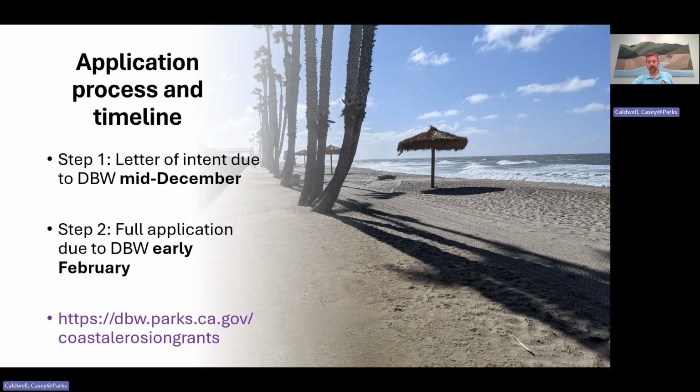When DBW receives that letter of intent from your agency, we'll review it and determine whether it describes a project that's eligible for grant funding through one or both of our programs. If it does, we'll invite your agency to begin the second step, which is the full application. The full application will be available online starting in November, and it will be due to us in early February. Please check DBW's website for the exact due dates for each annual grant cycle. This presentation is being recorded in 2024, and each year the dates can change.